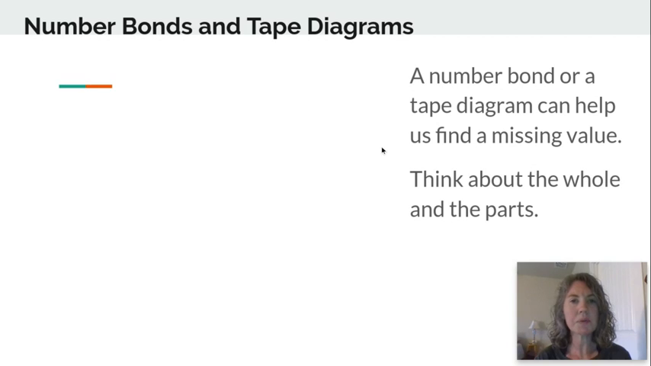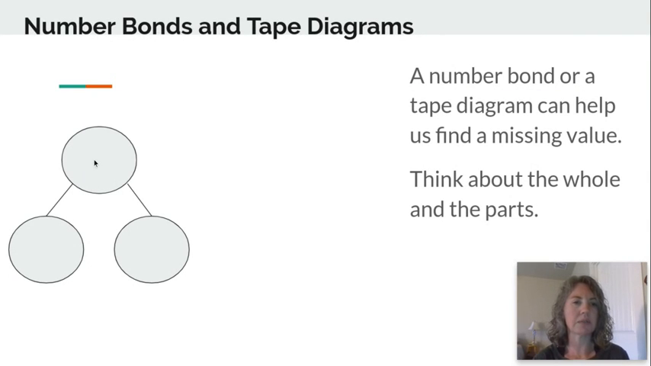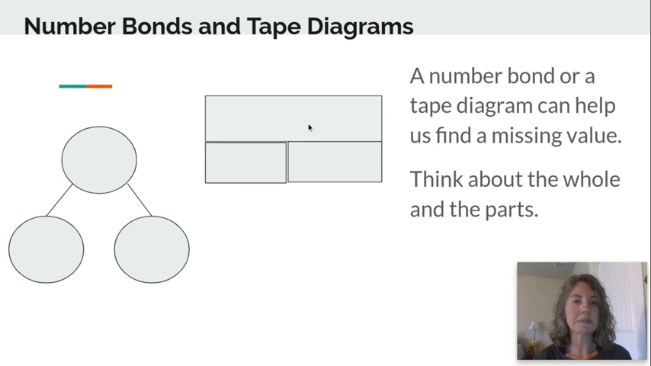They can help you find the missing value if you think about that there's always going to be a whole, meaning that's everything we have, and then there's always going to be parts. And those parts, when we put them together, will make up the whole. So if we always imagine whole and parts, we can do this. With a number bond, we are used to the number on the top being the whole and the numbers on the bottom being the parts. And then with a tape diagram, it's the same thing.